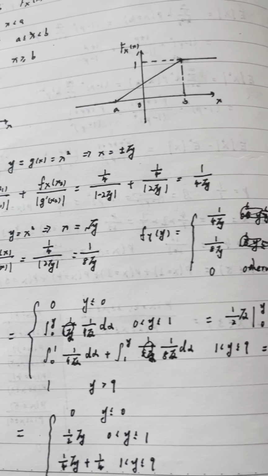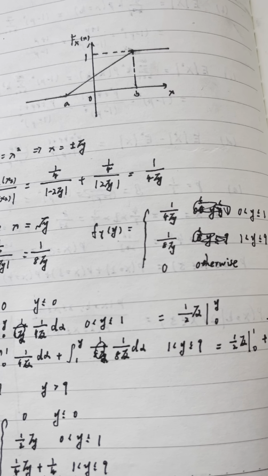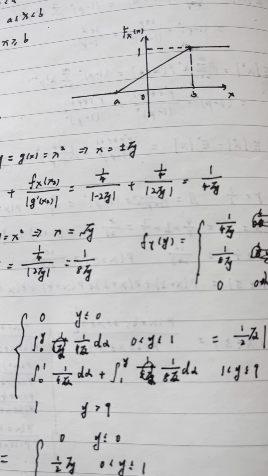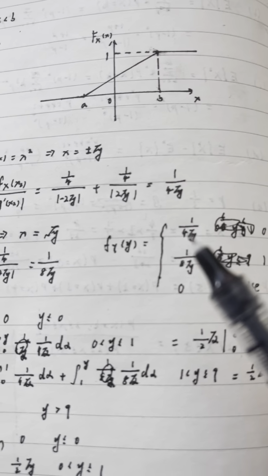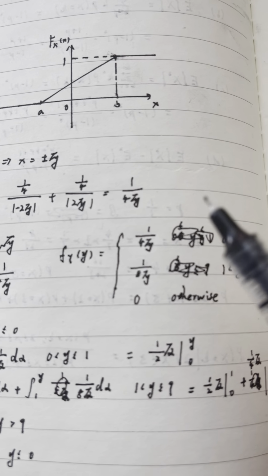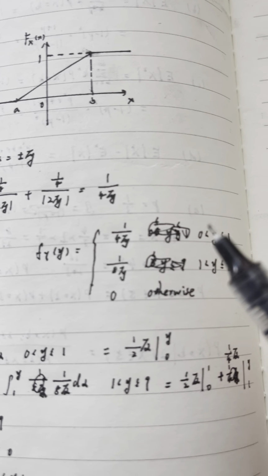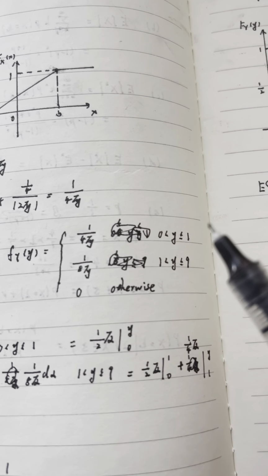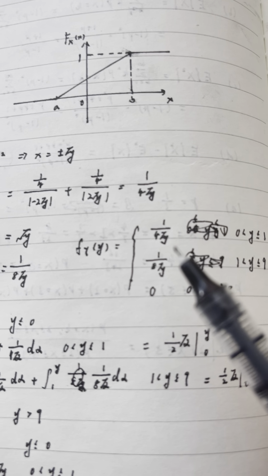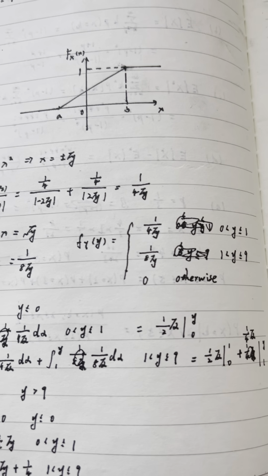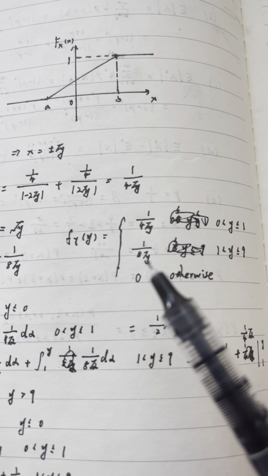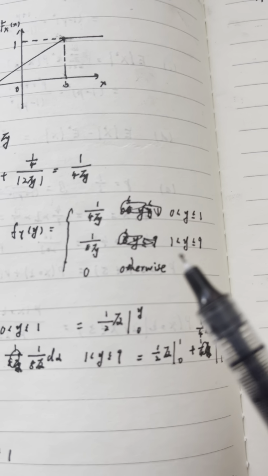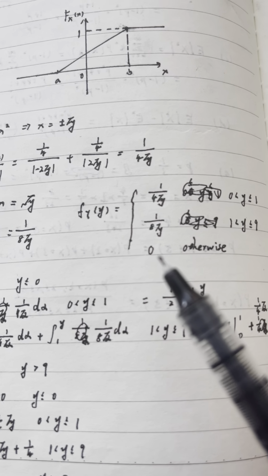Summarizing the density function of Y, it equals 1 divided by 4 times the square root of y when y is larger than 0 and smaller than or equal to 1, and it equals 1 divided by 8 times the square root of y when y is larger than 1 and smaller than or equal to 9, and of course it equals 0 otherwise.